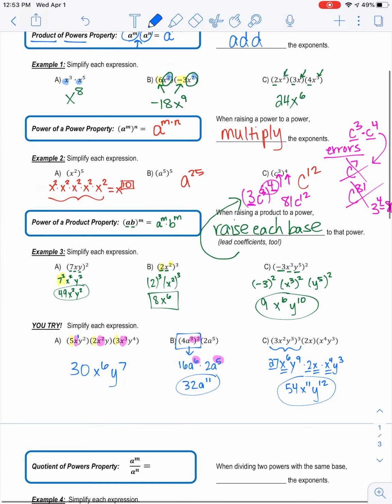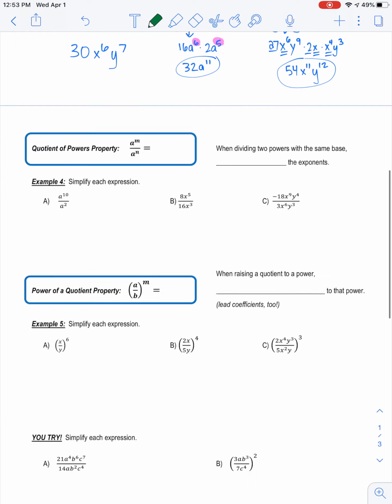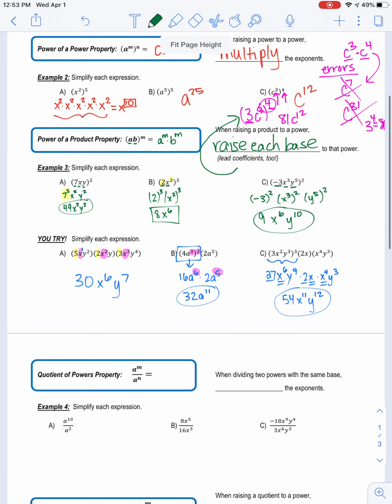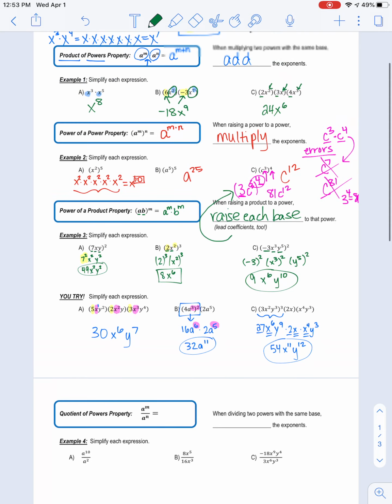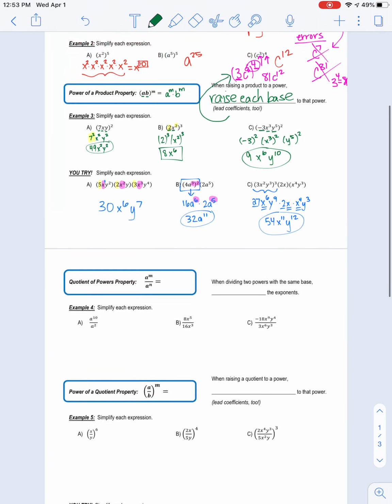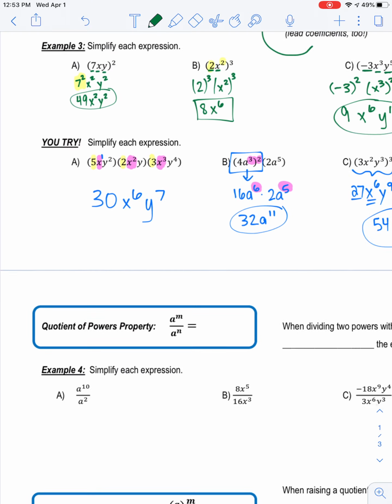All right, on the back, we're going to move on to a couple more properties, and these are division properties now. So we have a quotient of powers and a power of a quotient. Quotient of powers is similar to the very first one, product of powers. And then when we get to power of a quotient, that's similar to the third one on the front, power of a product. It's just that product is being replaced with quotient.